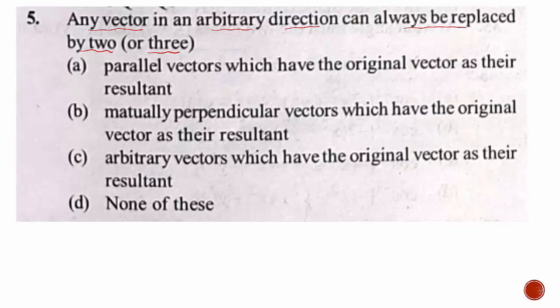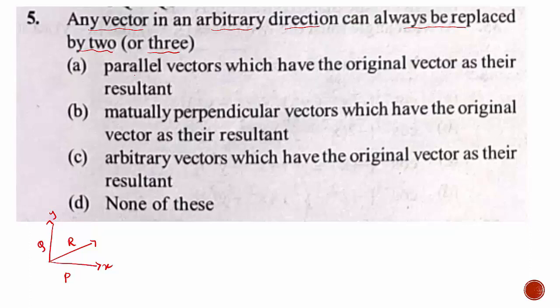Yes, we already studied resolution of a vector. You can remember here, the vector can be resolved into two components: one along the x-axis, another along the y-axis. P and Q are the two vectors, and the resultant of P and Q is R. Here the question is, any vector in an arbitrary direction can always be replaced by 2 or 3.